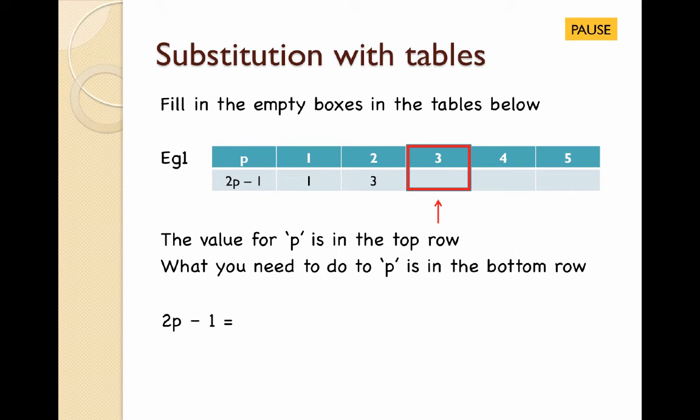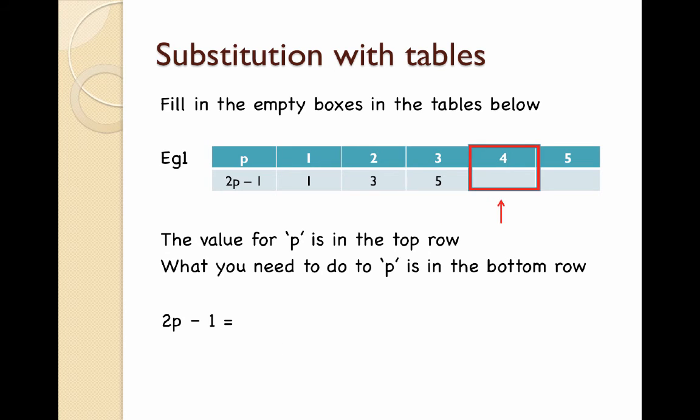What I'd like you to do is try and pause the video now, and try and do the next column by yourself by substituting p equals 3 into our expression. Okay. So when I write my next line, 2 bracket 3 take away 1. That's because I'm substituting in p equals 3. 2 times 3 is 6. That lets me get rid of the bracket. And 6 take away 1 gives me 5, and I put it inside my box.